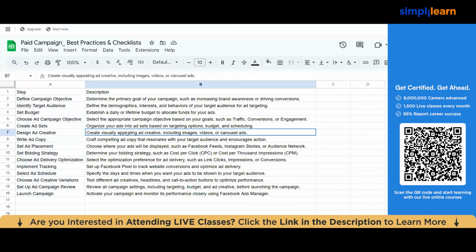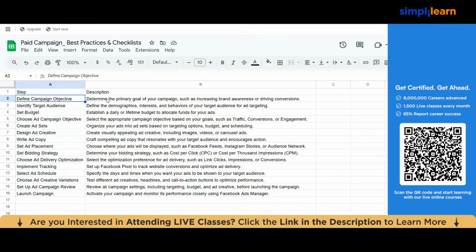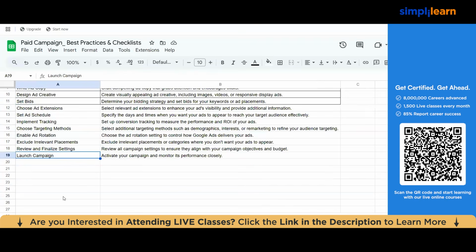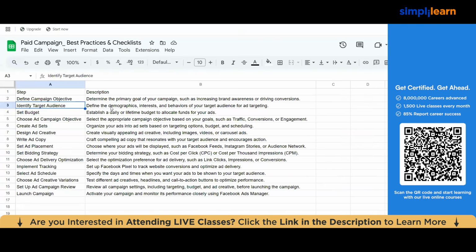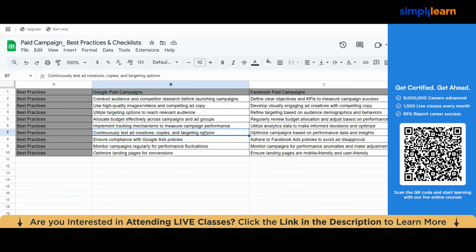Similarly, we go to Facebook. This is where you need to define the campaign objective, not the keyword analysis. Like in Google, you have to do keyword analysis. Over here, you need to identify the target audience, set a budget, choose the campaign objective and ad sets, and then all those things over here that we need to implement and learn. And then we have some of the best practices.